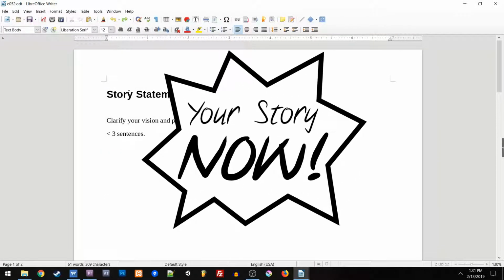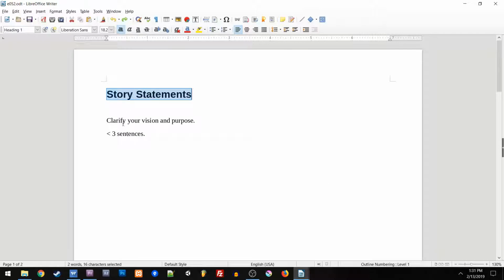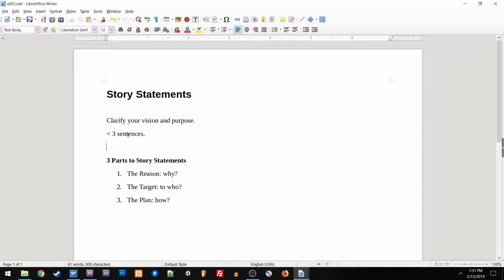Today we are going to look at story statements. These are statements that help you clarify your vision and your purposes, and they should generally be less than 3 sentences, because we want to keep this concise, and we want to make sure that our direction, our vision is clear.